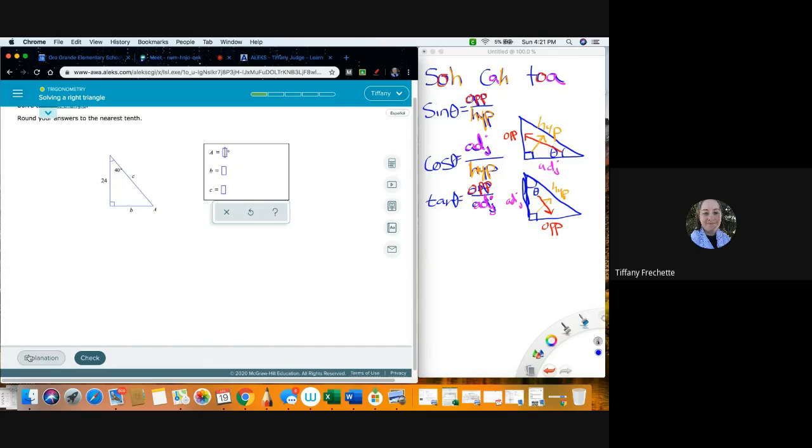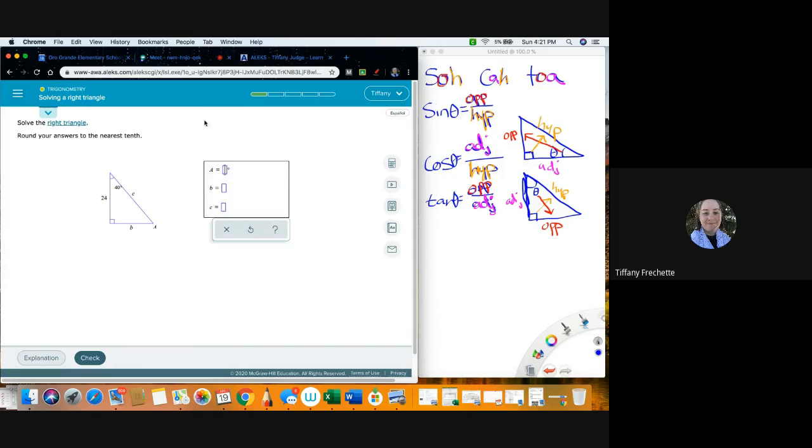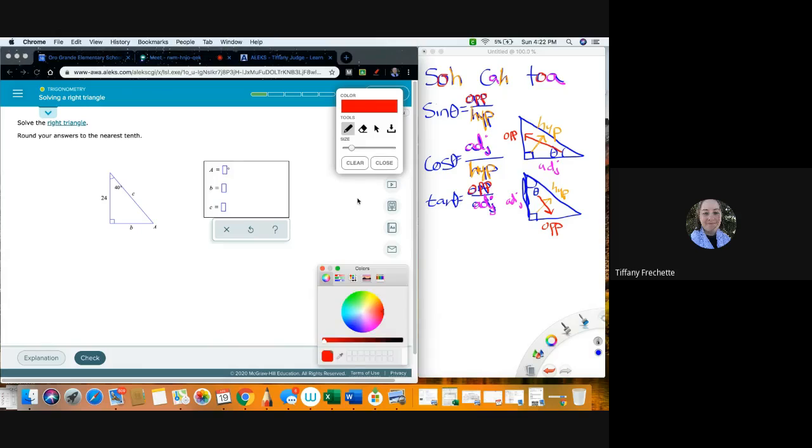So let's go ahead and find our missing angle here. So remember that all triangles add up to 180. I'm using 90 and 40. So if I add those together, I get 130, and I subtract. This tells me what I have left over for A. So A is 50 degrees.